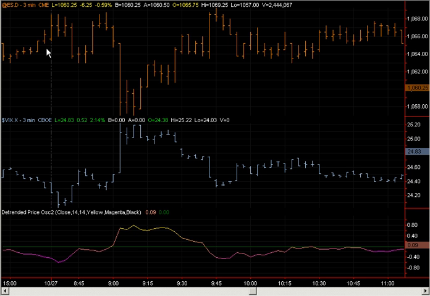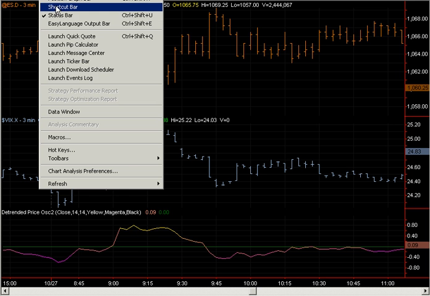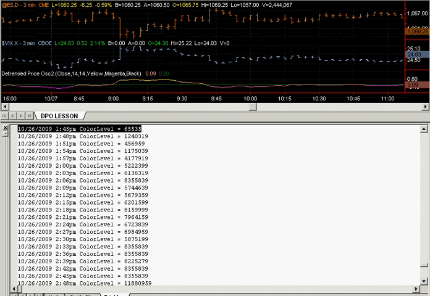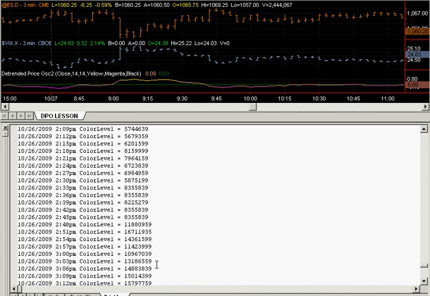In order to see what the color level is, you go to View, Easy Language Output, and go to the print log. The DPO color level ranges from approximately 65,000 for the low all the way up to about 16.7 million for the high. Surprisingly enough, however, the low value is actually associated with a color of yellow, whereas the high level is associated with a dark magenta.